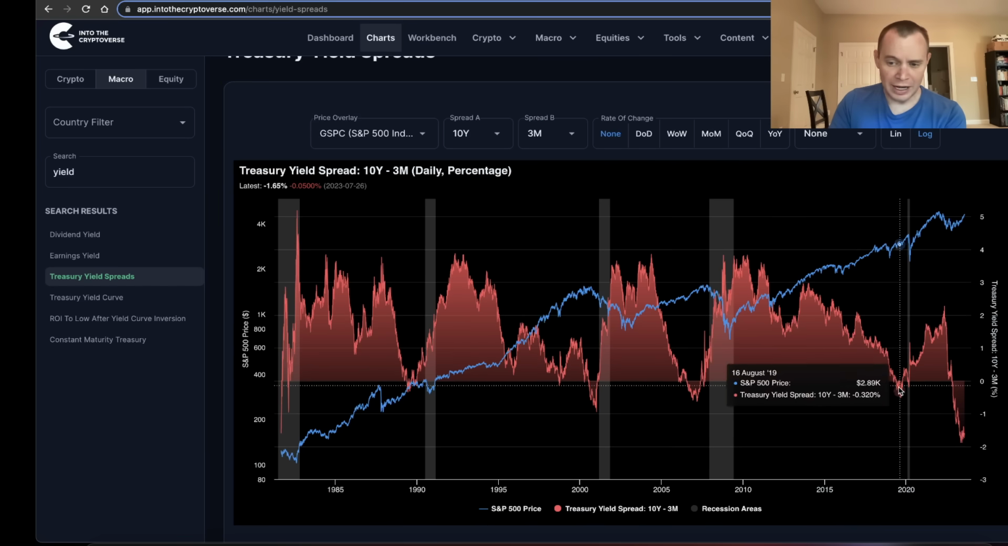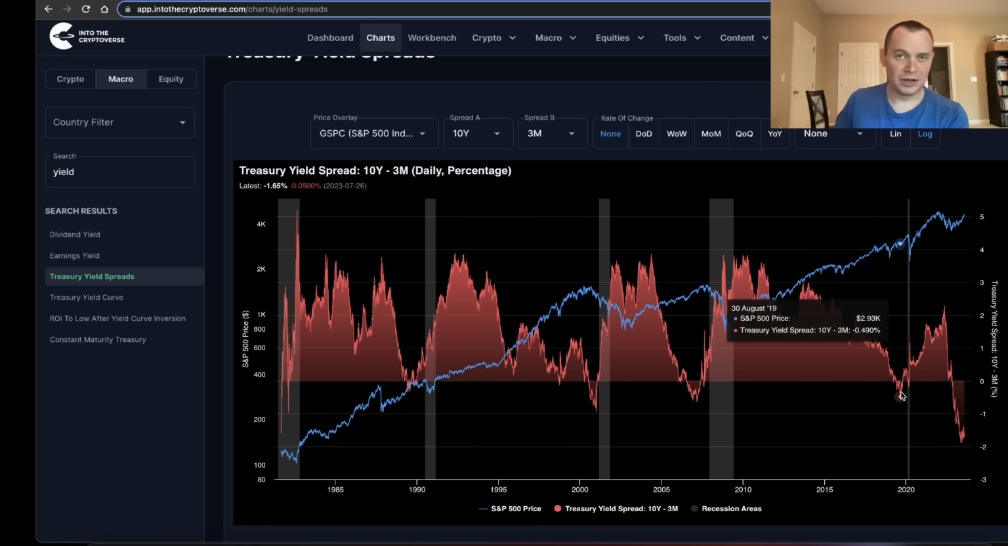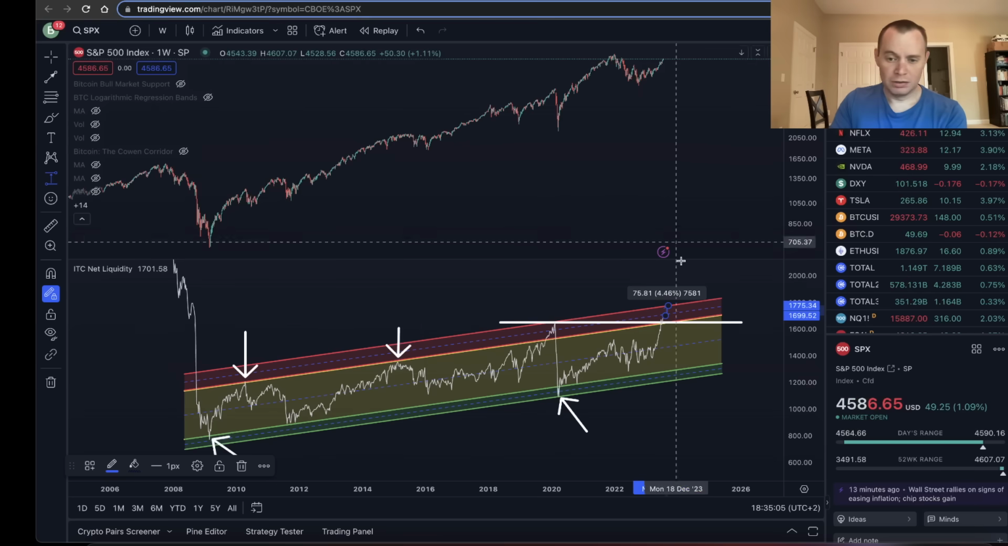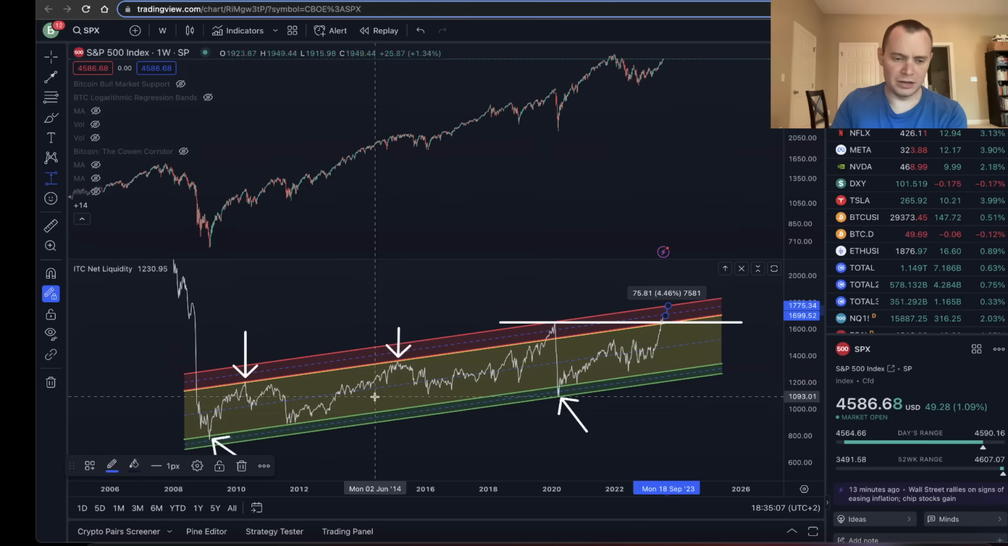Again, if you go look at yield curve inversion, you can see there are a lot of similarities, right? 2019, pre-election year. 2023, pre-election year. 2019, yield curve inversion. 2023, yield curve inversion. 2019, we saw this parallel channel sort of break to the upside. Then we got a recession, and then we went to the bottom of it. Here, it's breaking to the upside again.